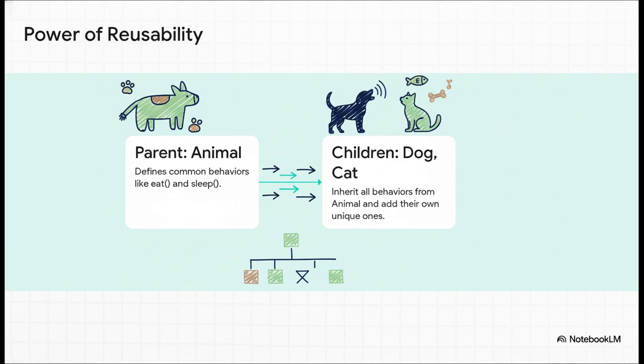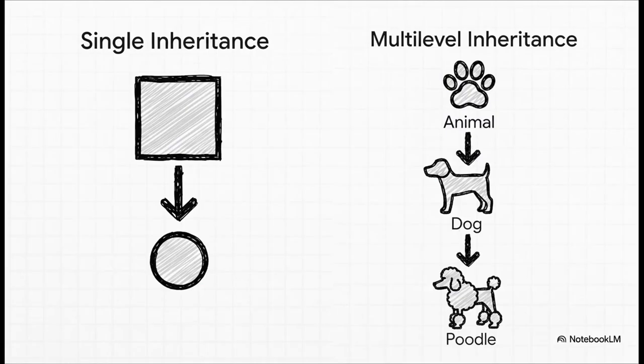Then you can create more specific child classes, like dog, cat, or bird, that inherit everything from the animal class automatically. They get the eat and sleep methods for free. Then they can add their own special skills, like bark or meow. Think about it, you only have to write the code for eat one time, instead of for every single animal. It's a game changer.